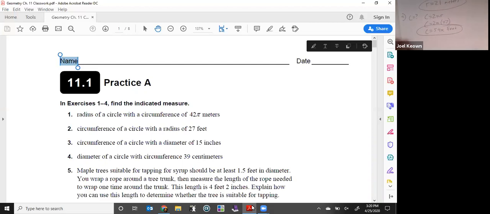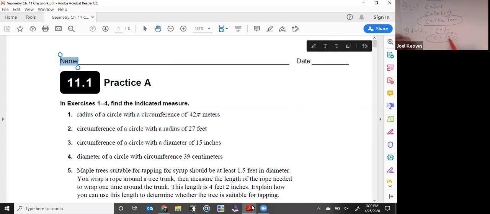Okay, what about number 3? Number 3 says we're finding the circumference of a circle. It has a diameter, so now I know the diameter is 15 inches. So I'm going to use the other circumference formula. I'm going to say the circumference is diameter times pi. So if I plug in the 15, circumference is 15 times pi inches.